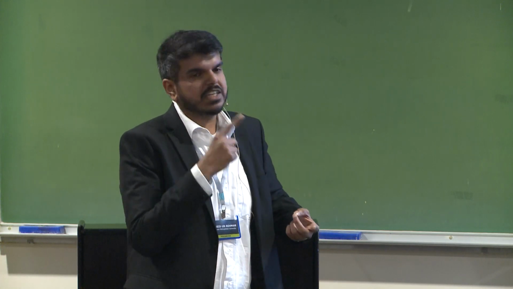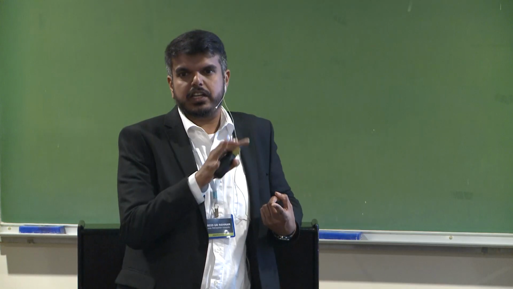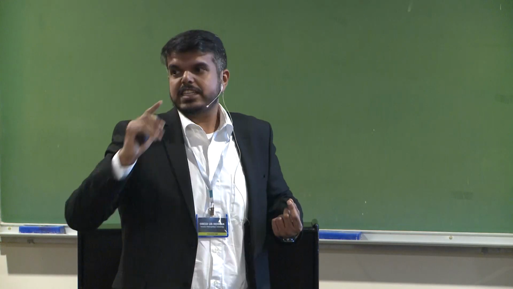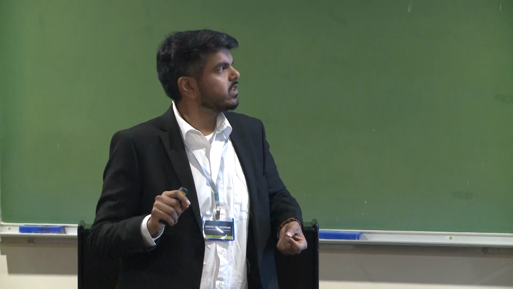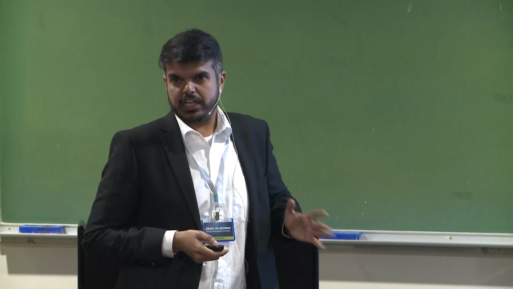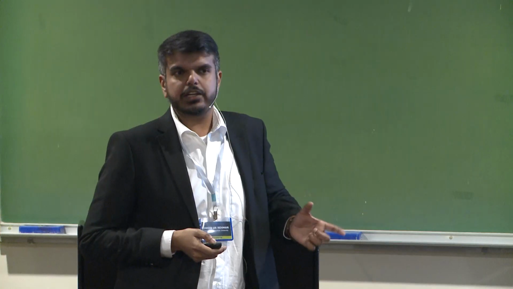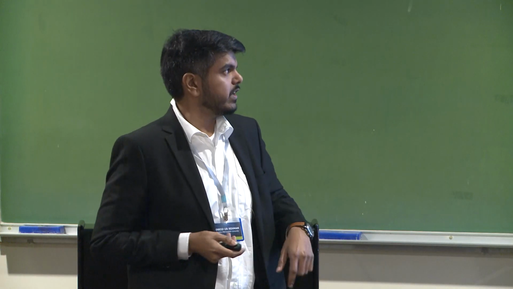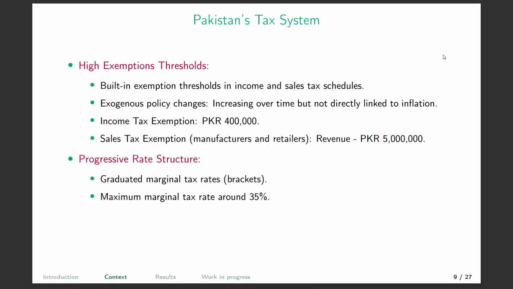All right, so before the results, I think this audience would be familiar with this, but I want to mention some key points of the income tax system that are relevant for the results that we find. As I mentioned, we have high exemption thresholds in income tax. They're built in. They have been changing over time. They've been increasing. They're not directly tied to the inflation rate, but they have been increasing. For the period of our data, the income tax exemption was around 400,000, 4 lakh. It was shifting. This is now at 6 lakh, so about 50,000 per month is the threshold below which you don't have to pay income tax.